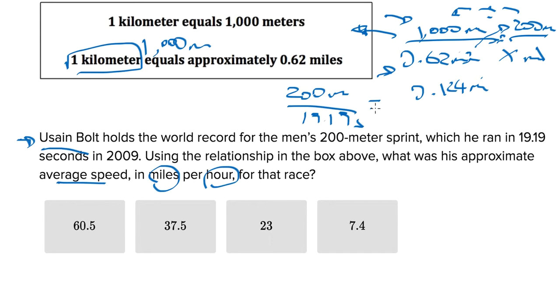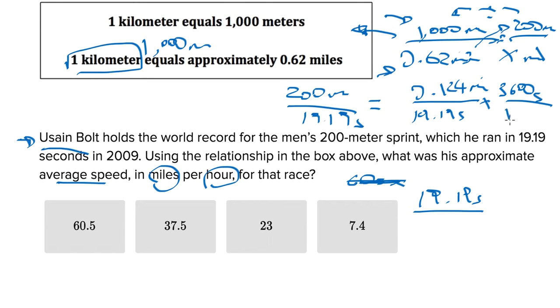All right, that's great. And we know that this was done over 19.19 seconds. Now the problem is we want this in hours. They don't give you any conversions here, but you know there are 60 seconds in a minute and 60 minutes in an hour. So we've got 19.19 seconds, and we're going to have to multiply this by 60 times 60 in order to get the number of hours, since there are 60 times 60, or 3,600 seconds, in 1 hour.